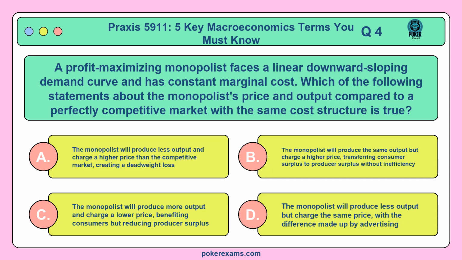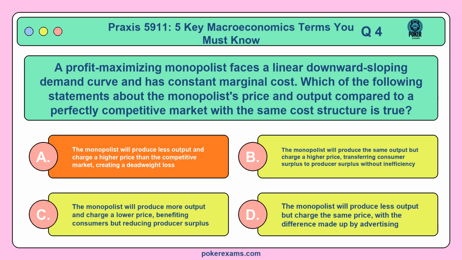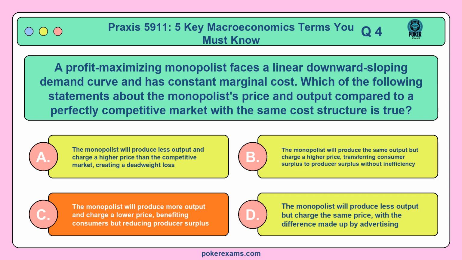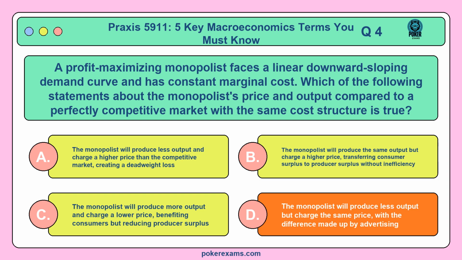Question 4. A profit-maximizing monopolist faces a linear downward-sloping demand curve and has constant marginal cost. Which of the following statements about the monopolist's price and output compared to a perfectly competitive market with the same cost structure is true? Option A. The monopolist will produce less output and charge a higher price than the competitive market, creating a deadweight loss. B. The monopolist will produce the same output but charge a higher price, transferring consumer surplus to producer surplus without inefficiency. C. The monopolist will produce more output and charge a lower price, benefiting consumers but reducing producer surplus. Or D. The monopolist will produce less output but charge the same price, with the difference made up by advertising.